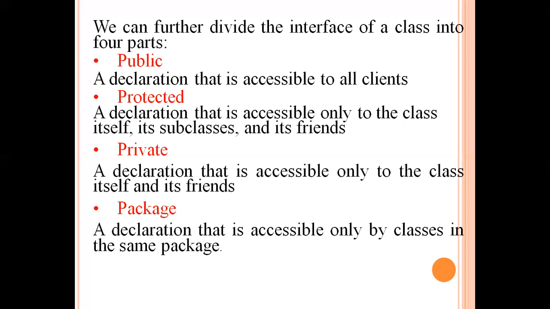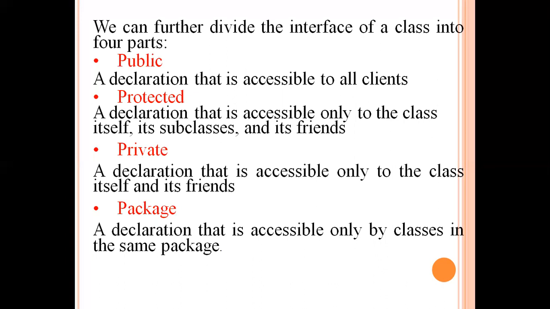Private means if any variable or method is declared as private, it can be accessible only to the class itself and its friends. So the interface of the class, that is how to interface a class: first one public, second one protected, the third one is private. Next one, package.